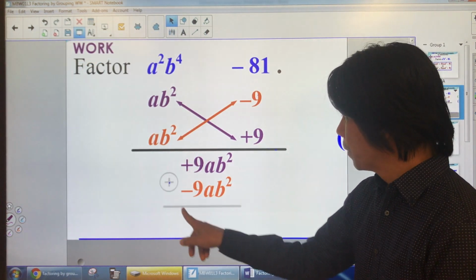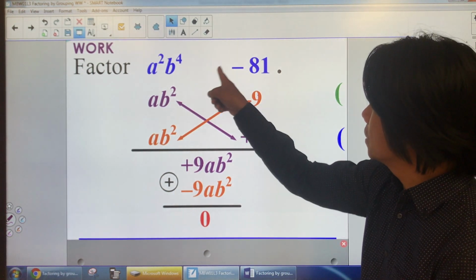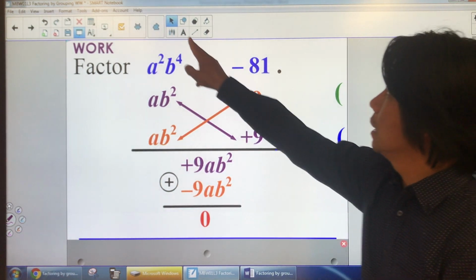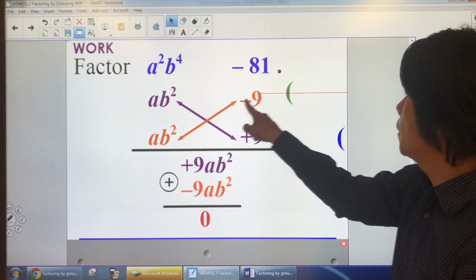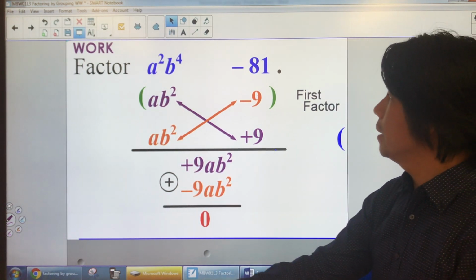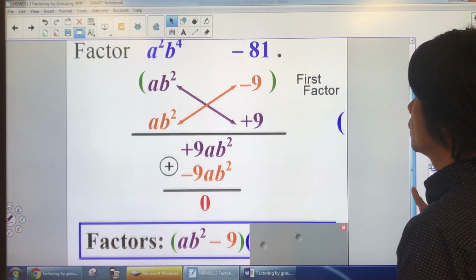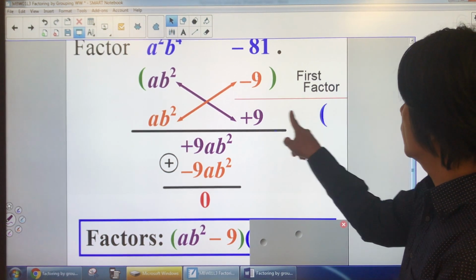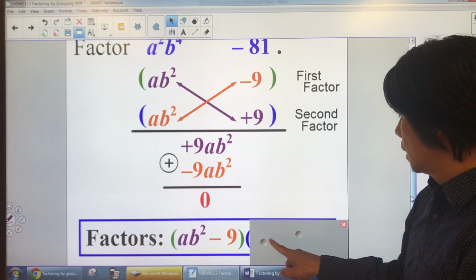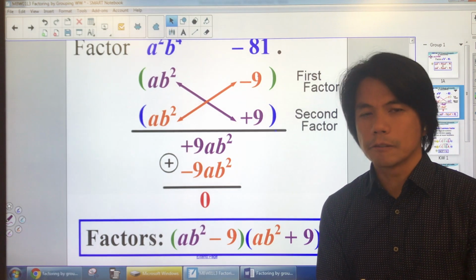So what's step 4? We add this up, and the result is 0, right? 0 means there's nothing in the middle, which is correct. Therefore, this work is correct. Now, what are the factors? Our first factor is this binomial, ab squared minus 9, and that's what we have here. And the second factor across is ab squared plus 9, which is that. Or you can switch them around, it's commutative anyway.